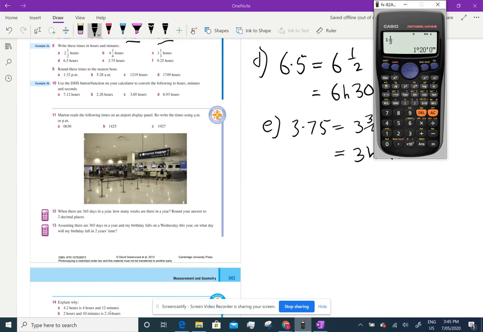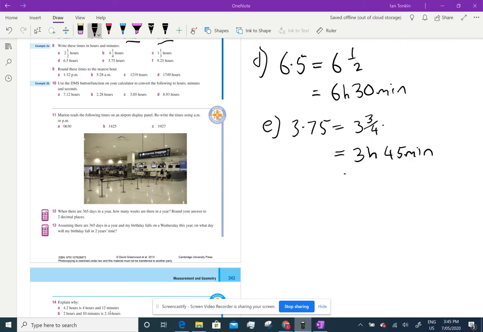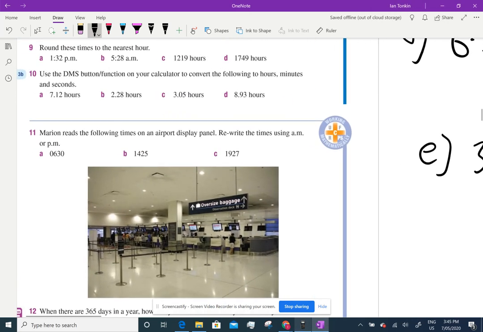But you can go 3.75, press equals, press the degrees, minutes, seconds, or bubble button, as some people like to call it, and you get 3 hours 45, which is exactly that one there. That's why they want you to do question 10 doing those. So I'm going to do one more for you. So I'm going to do 10A, and then I want you to finish off question 8 and 10 really easily.